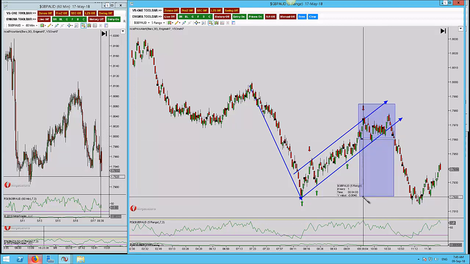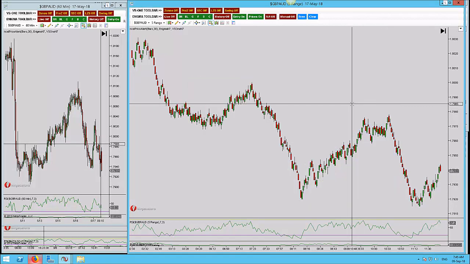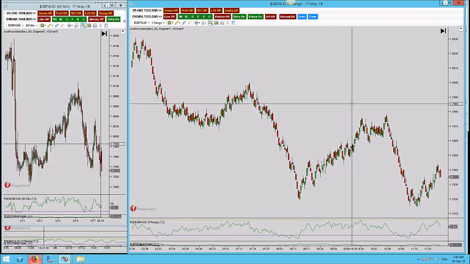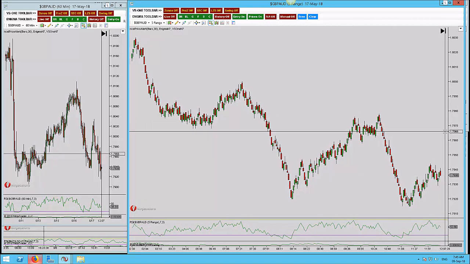The formation of that flag pattern wasn't as I typically like to take it, but the 5 range doesn't always give you the same candle setups as it does on just the normal candlestick, so I waited for the breakout there. Let's remove that. Let's carry on. Need that there.